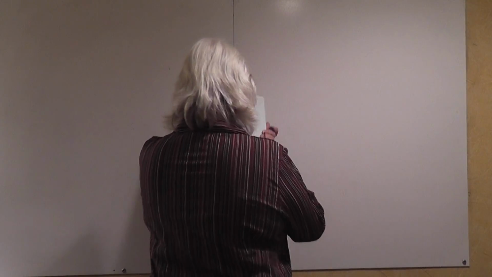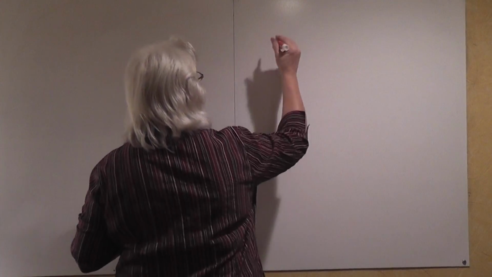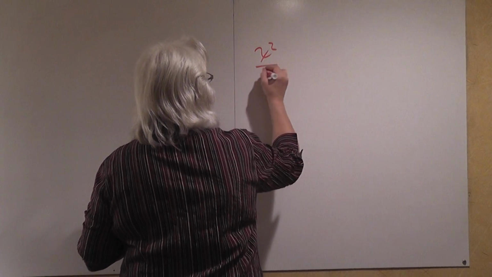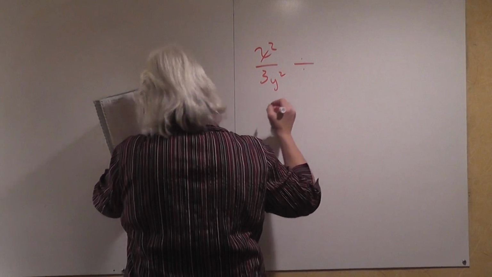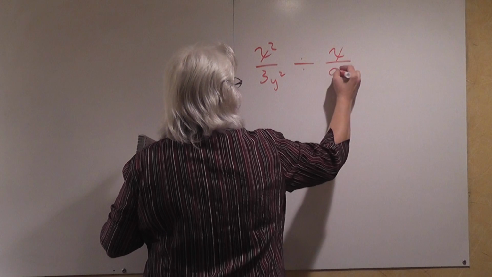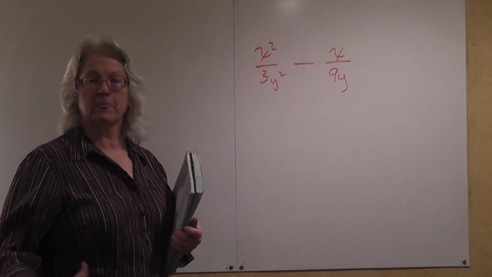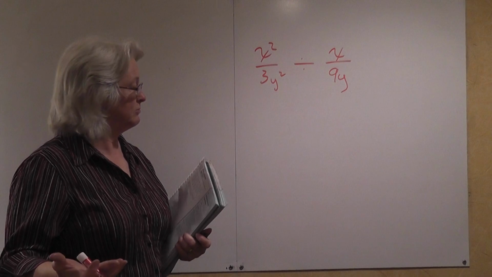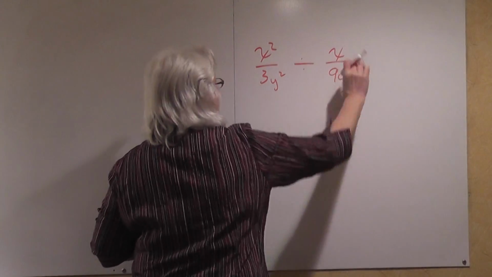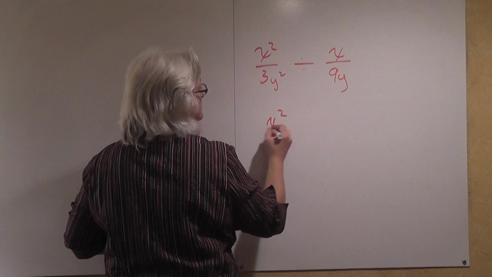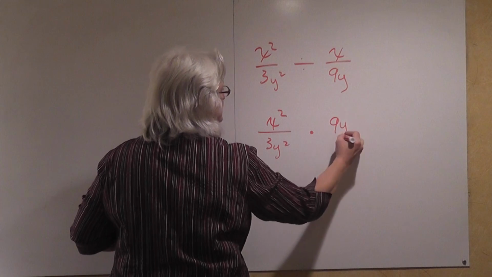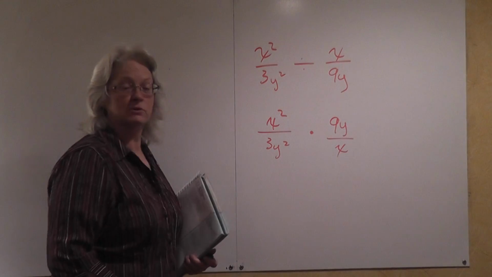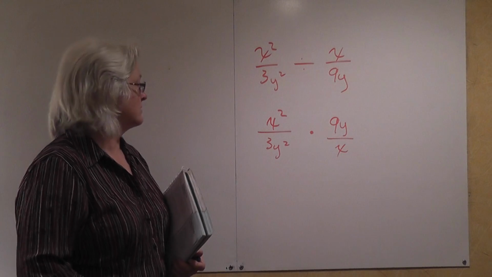This says divide x squared over 3y squared by x over 9y. How do you divide rational expressions? You multiply by the reciprocal. x squared over 3y squared, we're going to multiply by the reciprocal of the divisor. And now we're going to go ahead and cancel common factors.